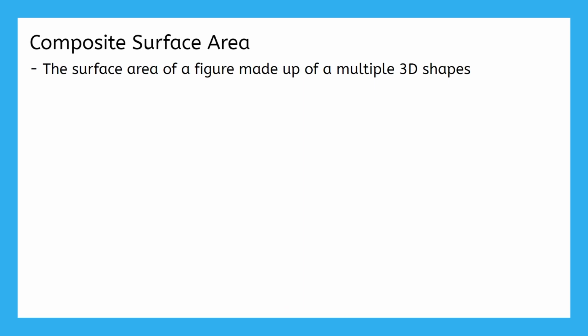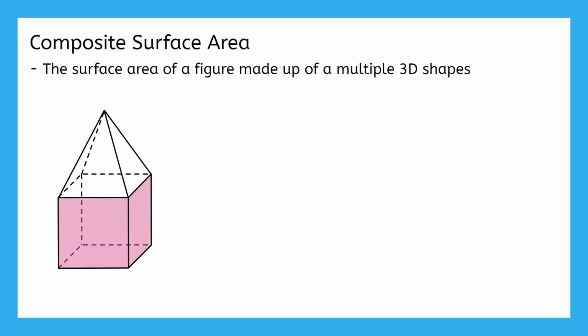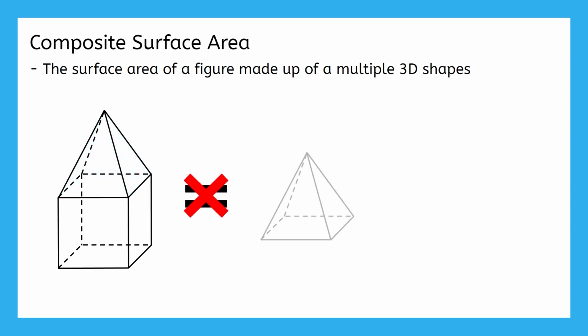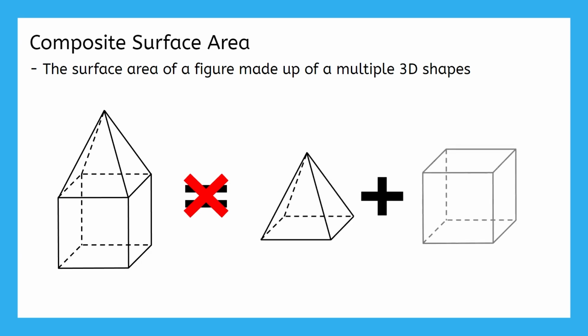3D shapes. There's a little bit more to this than just finding the surface area of different shapes and adding them together, though. For example, if I combine a pyramid and a prism, the surface area of the composite figure that they create is not just the surface area of the pyramid plus the surface area of the prism. Why not? Well, what do you see in this figure that makes it so that its surface area is not equivalent to the surface area of the pyramid plus the surface area of the prism?